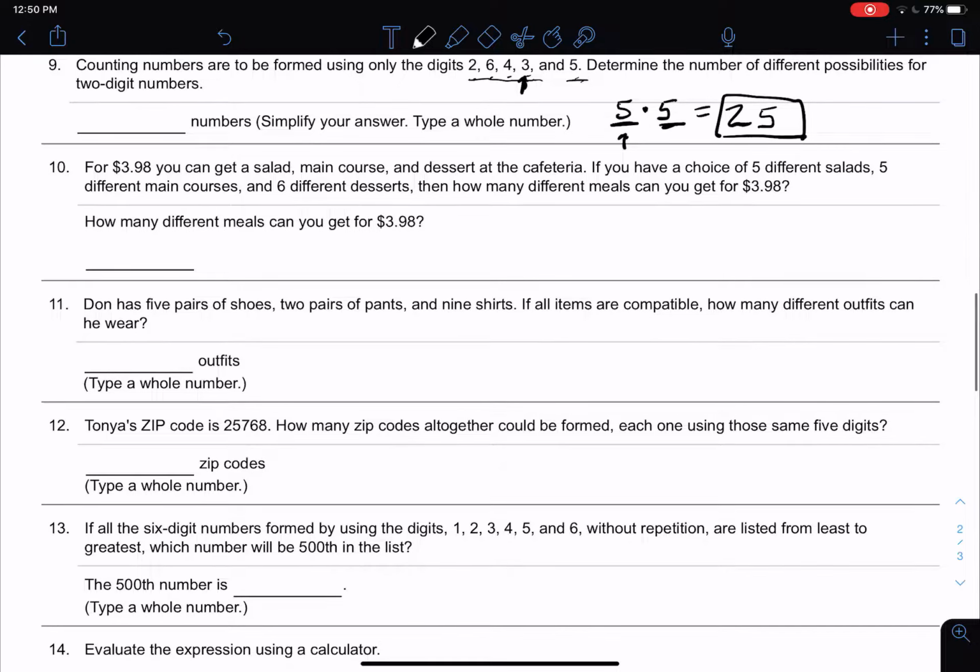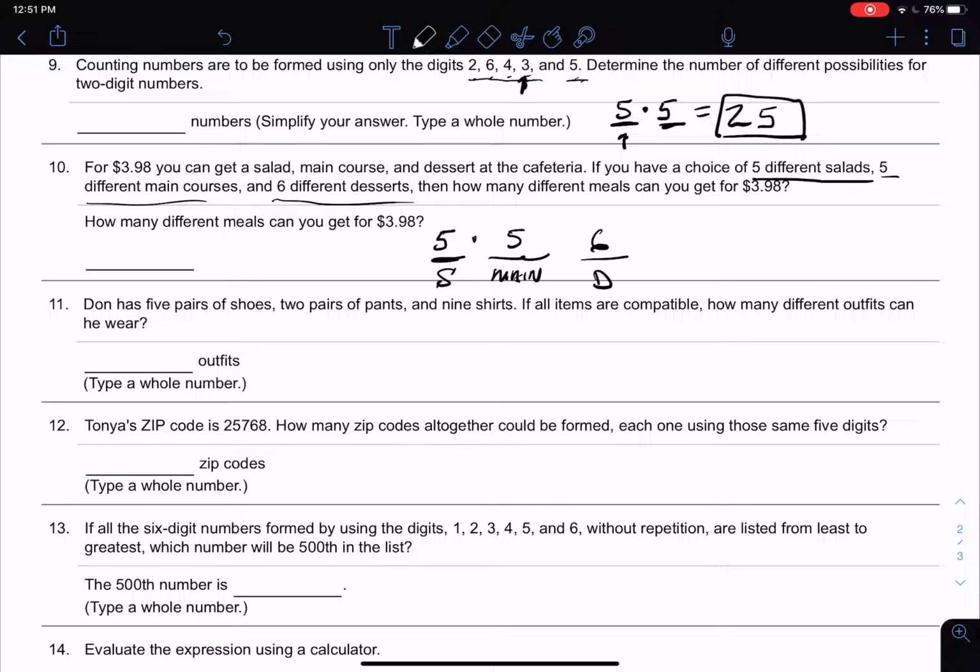Number 10: for $3.98, you can get a salad, a main course, and a dessert at the cafeteria if you have a choice of 5 different salads. Okay, so we've got our salads, and there's 5 different choices there, and 5 different main courses, and then there's 6 different desserts. How many different meals can you get for $3.98?